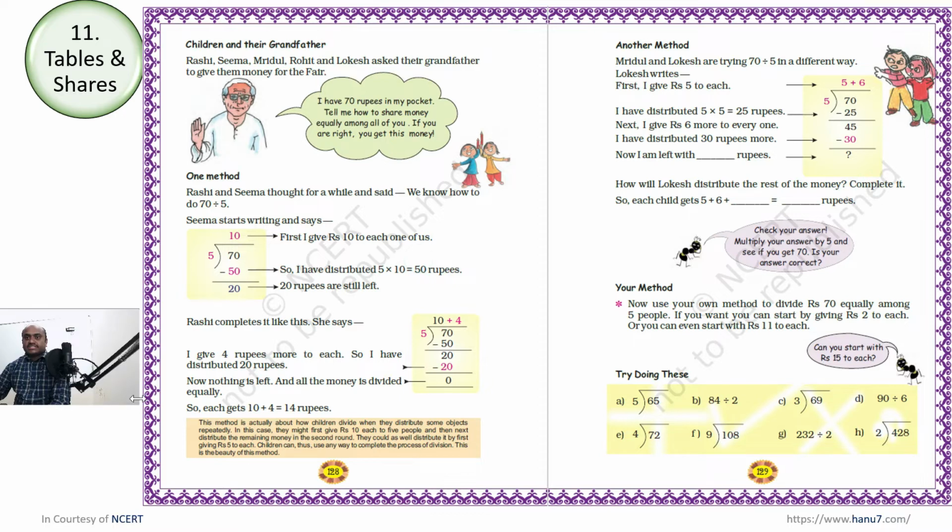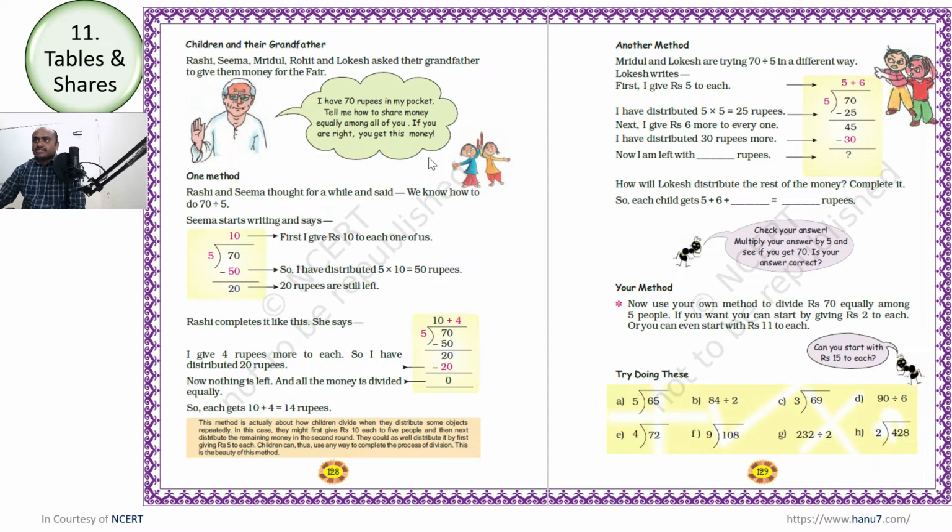The first slide is the continuation of the previous one. In the previous one we saw that grandfather distributed 70 rupees equally among 5 members in such a way that nothing was left. 70 divided by 5 gave us 14. Like that we have seen so many alternate methods, and finally we are here doing this.